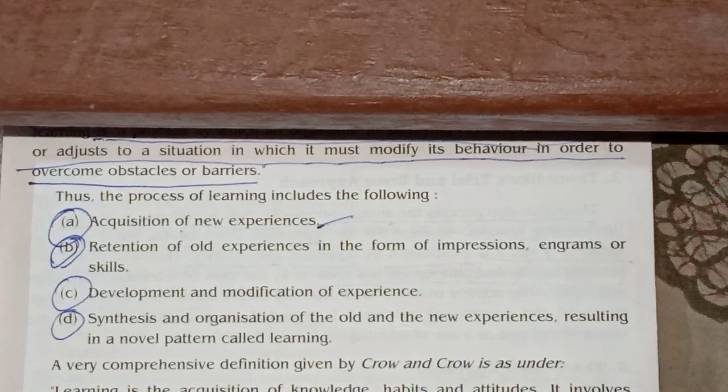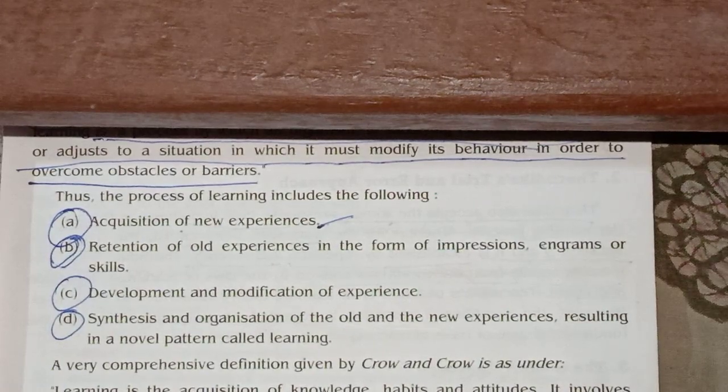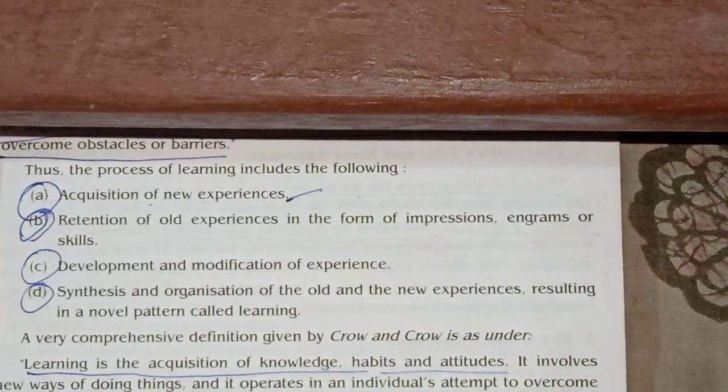Then retention of old experience. What you experienced before, you should retain that. And how should you retain that? As impressions, as skills, and then modification of experiences. Which experiences are useful for you, which experiences you made mistakes in, modify those experiences. Then synthesize the old and new experiences and use them in the ground. That is the whole learning process.